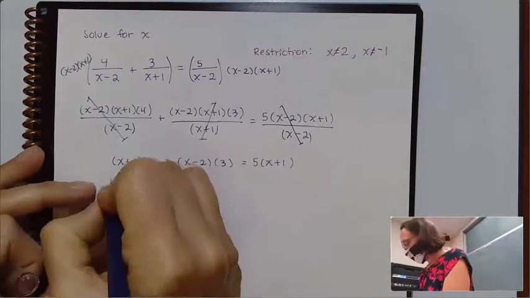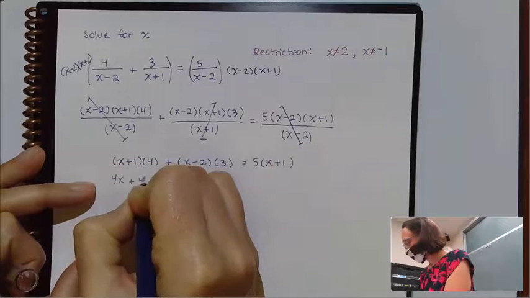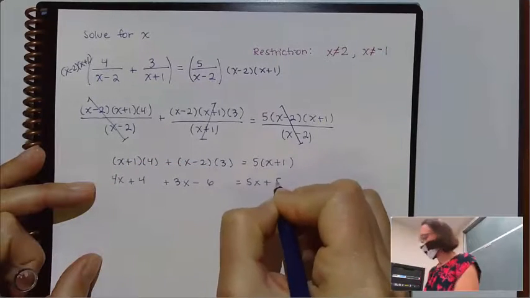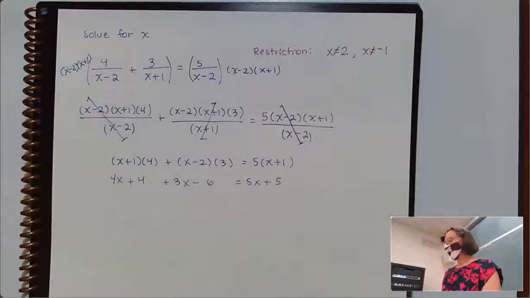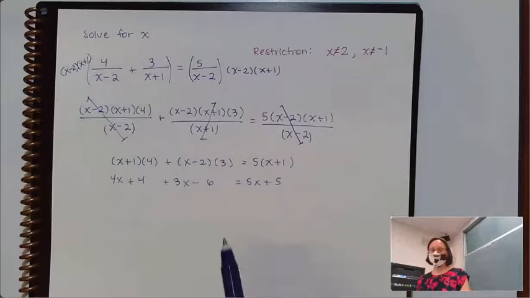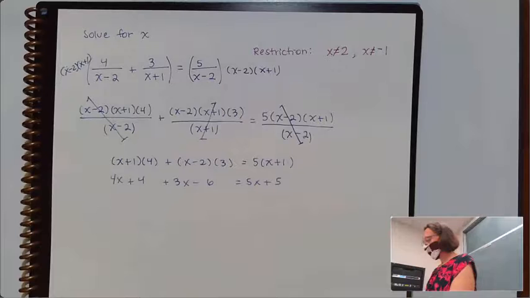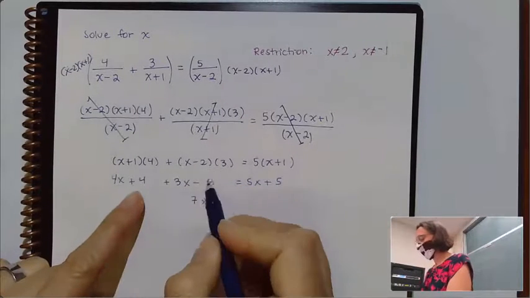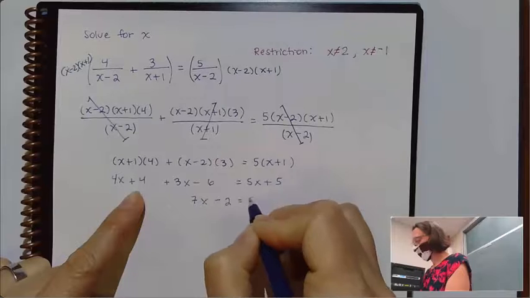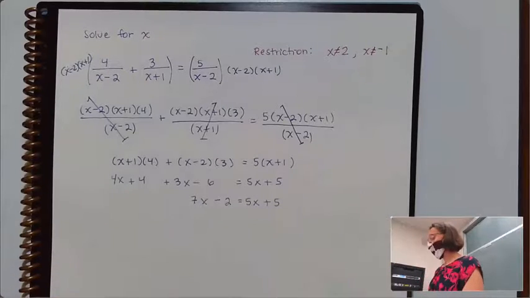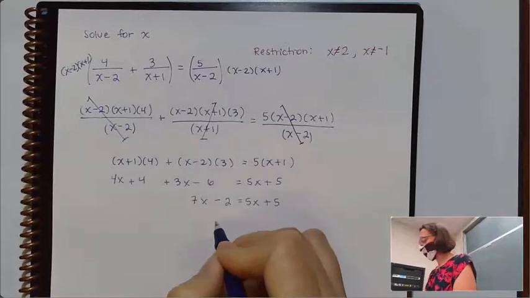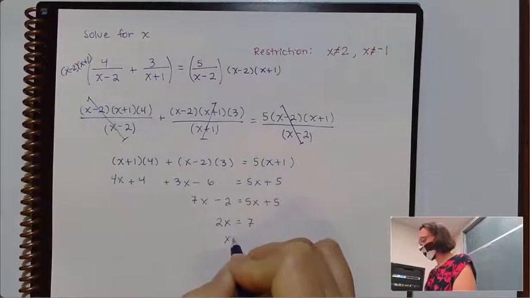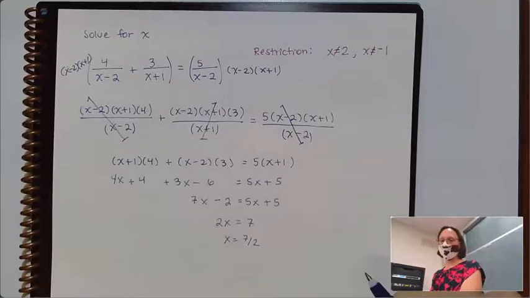So if I distribute the stuff out here, I've got 4x plus 4 plus 3x minus 6 and 5x plus 5. If I put my like terms together on the left-hand side, 4x and 3x is going to leave me with a 7x. A positive 4 and a negative 6 would be a minus 2. And then I've got 5x plus 5. I would subtract the 5x from both sides and add the 2 to both sides. So I think I get 7/2 for a final answer.